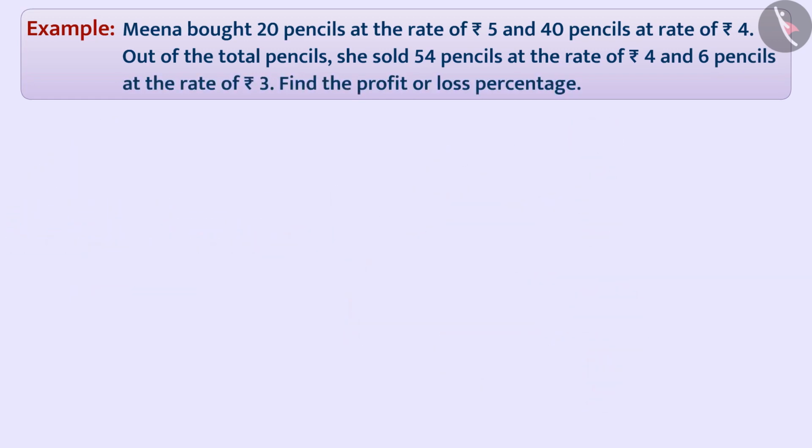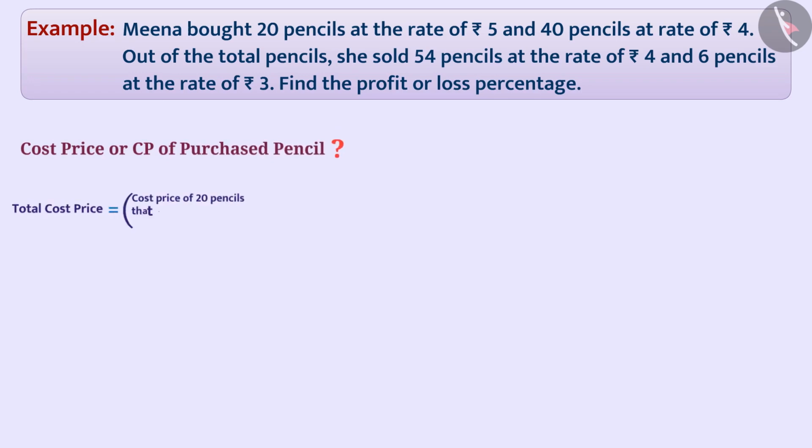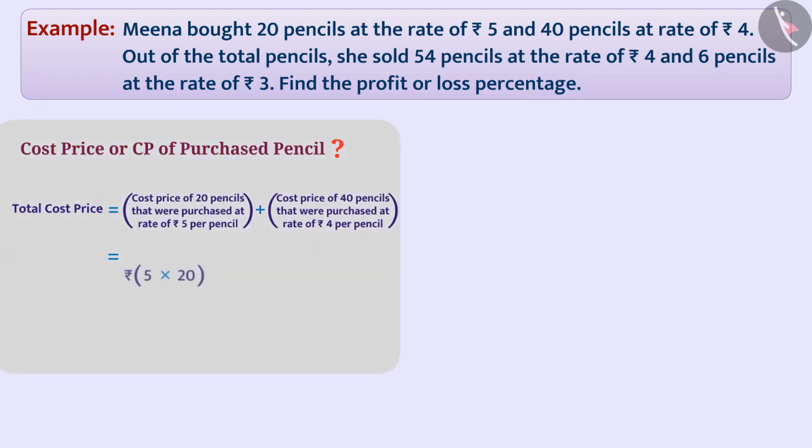First of all, we have to find the cost price or CP of all the pencils purchased. The total cost price is equal to the cost price of 20 pencils that were purchased at the rate of 5 rupees per pencil plus the cost price of 40 pencils that were purchased at the rate of 4 rupees per pencil, which is equal to rupees 5 multiplied by 20 plus rupees 4 multiplied by 40, which is equal to 100 rupees plus 160 rupees, which is equal to 260 rupees.